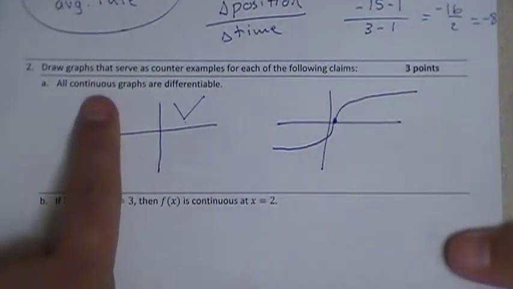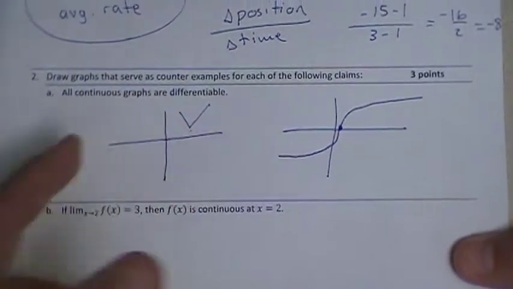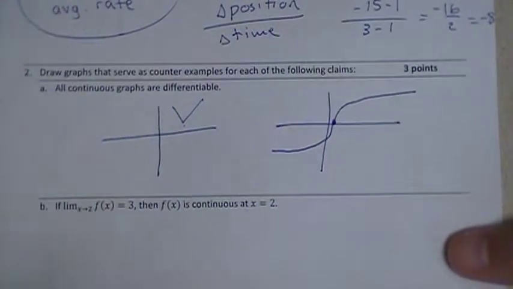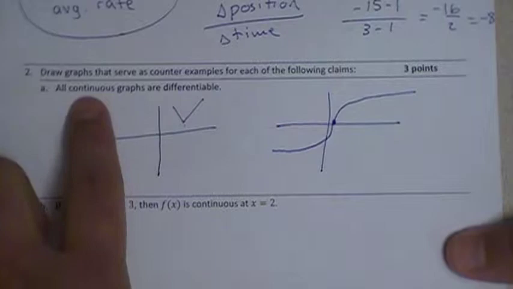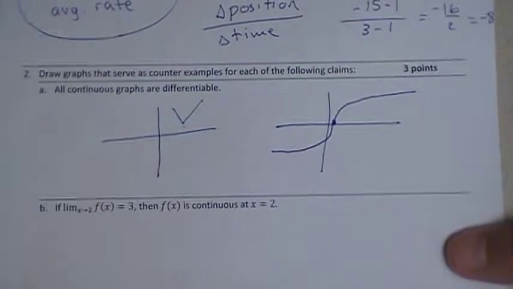If you drew a graph that was not continuous, there's no way it could have been a counterexample for this. That's what happened to a lot of people. People were drawing graphs with holes poked out, or piecewise graphs with jump discontinuities. It had to be continuous and not differentiable to be a counterexample to this claim.